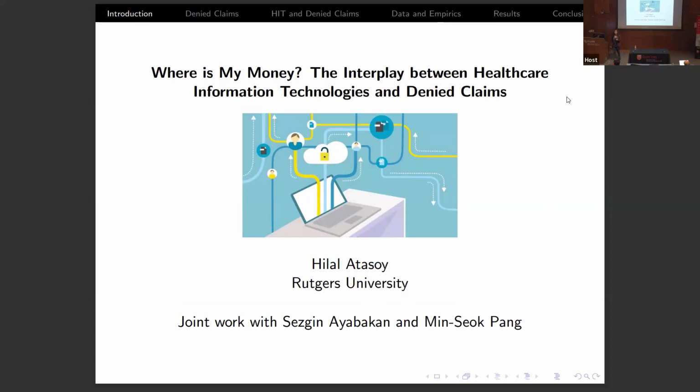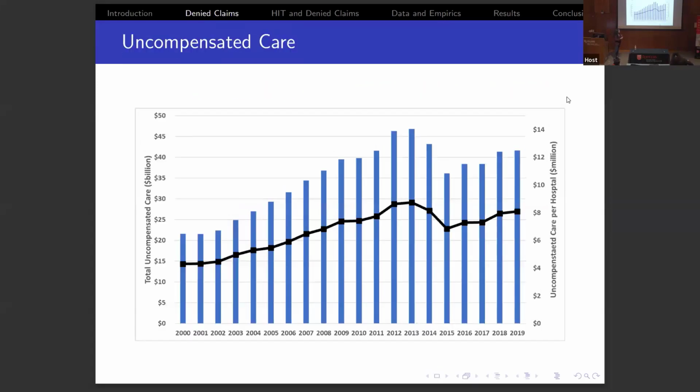This is about the relationship between health IT and insurance claim denials. And Jonas talked about the importance of interoperability, data standards in the information exchange. So this is in a way actually looking at this interoperability issue of different health IT applications in the healthcare context.